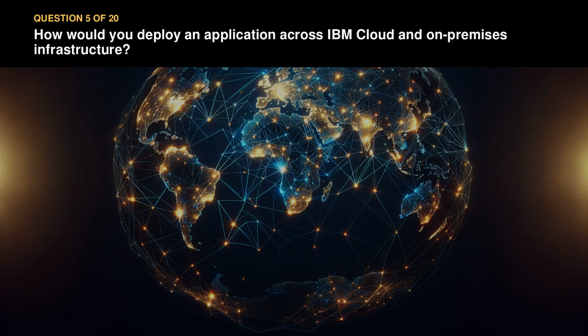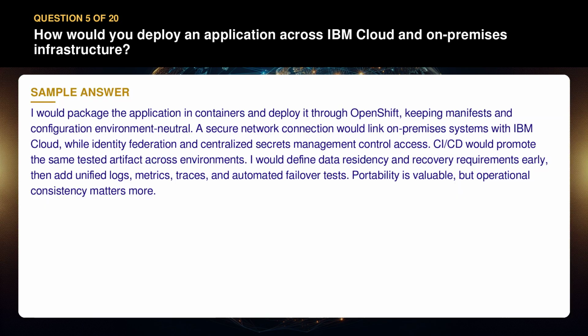Question 5. How would you deploy an application across IBM Cloud and on-premises infrastructure? I would package the application in containers and deploy it through OpenShift, keeping manifests and configuration environment neutral. A secure network connection would link on-premises systems with IBM Cloud, while identity federation and centralized secrets management control access. CD would promote the same tested artifact across environments.